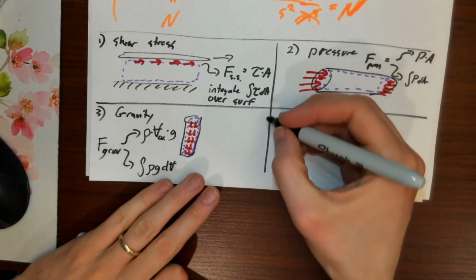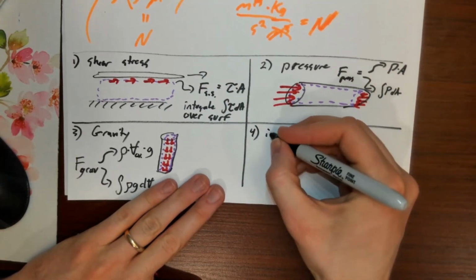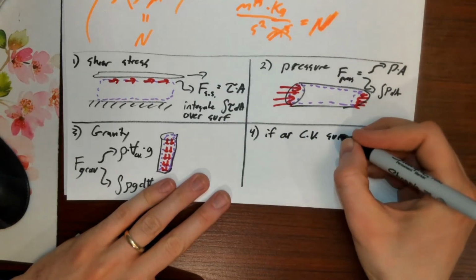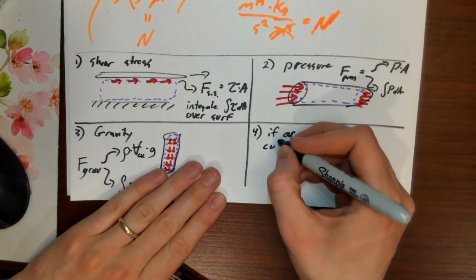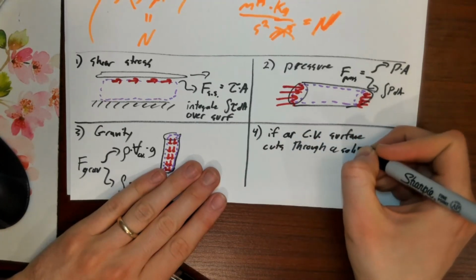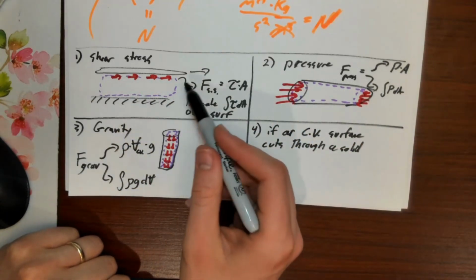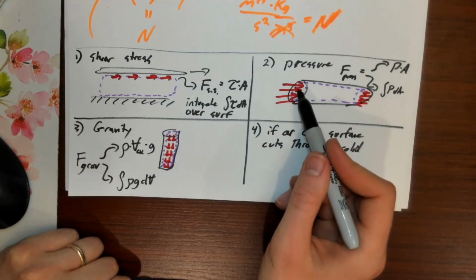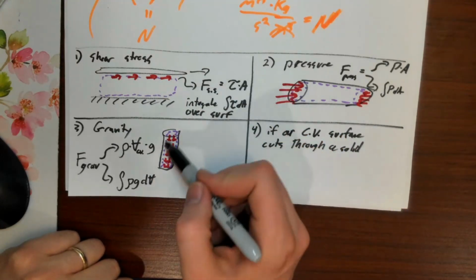And then the final way that we can apply forces to a control volume is if the surface of our control volume cuts through a solid, right? So here, shear stress, pressure, and gravity are all things that are essentially acting on fluids. Pressure can act on the surface of a fluid. I mean, pressure can also act on the surface of a solid too, but these are all things that can act directly on the fluid.